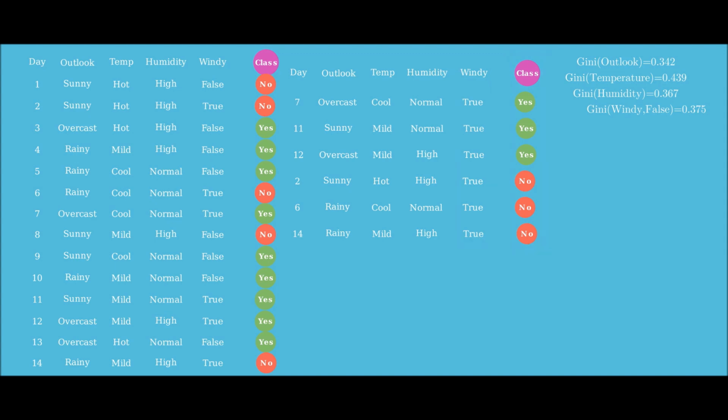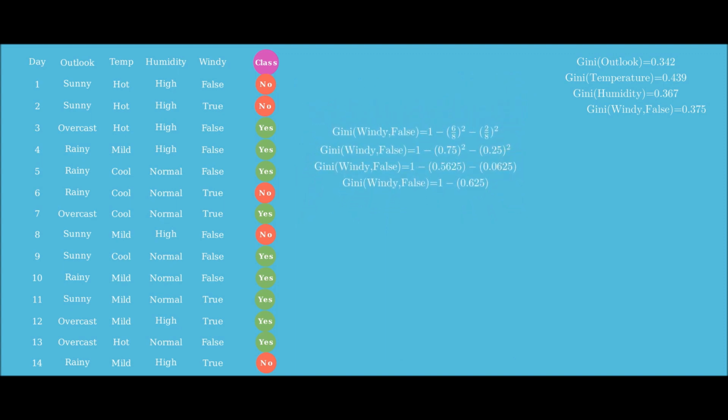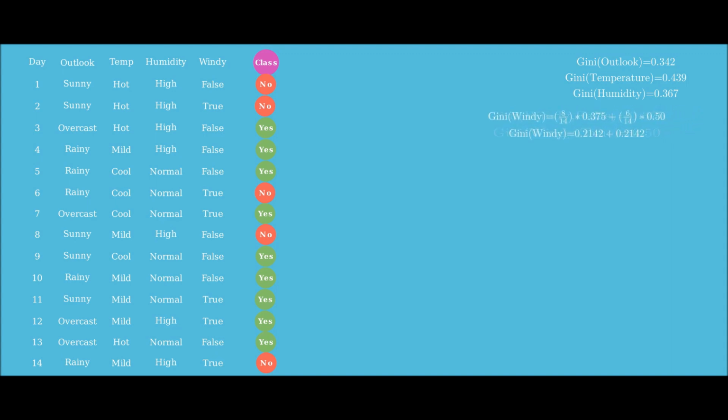So that would be equal to 0.50, and see that the value has come 0.50. It means that classes are uniformly distributed. Now the weighted average of Gini indices would be taken, that would be equal to 0.4284.